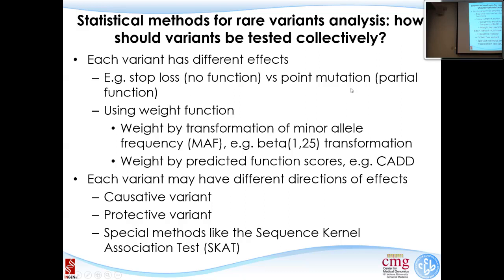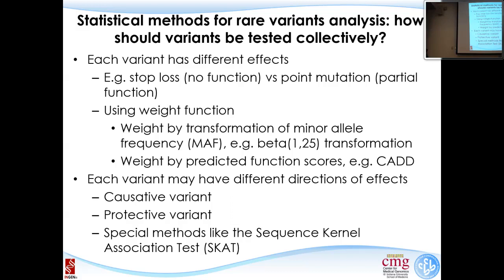Right now we don't have many good ways. Most people just use a transformation for minor allele frequency, the beta(1,25) transformation. There is no particular biological reason why we use beta(1,25). We just checked the distribution and said okay, it looks like a beta distribution, so we just use that.